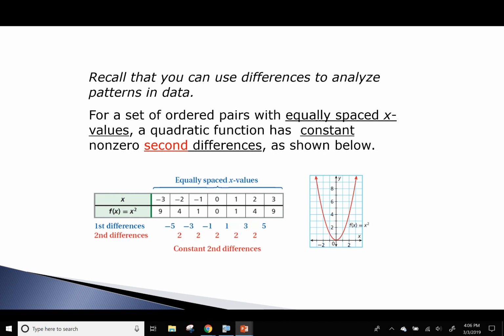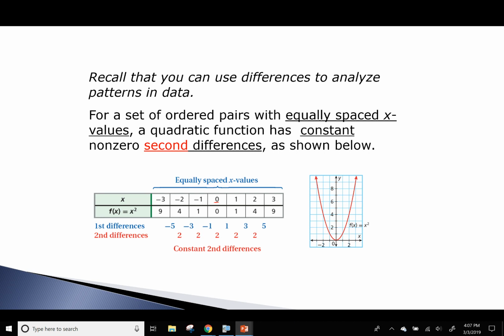So recall that you can use differences to analyze patterns in data. I don't know if we ever talked about this in Algebra 1, but how can you tell what a quadratic looks like without looking at the graph, but instead looking at the differences in the y values? So focus your attention on this table here. All the x values are evenly spaced apart. You go -3 to -2 to -1 to 0, 1, 2, 3. All those are evenly spaced apart.